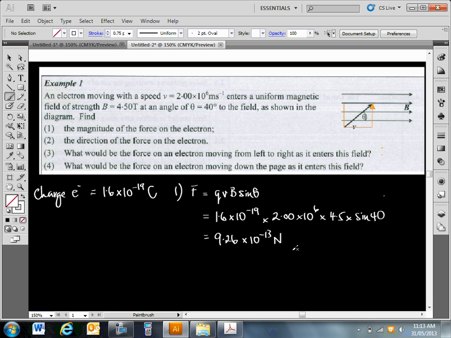It's a force, so it is measured in newtons. Question 2, so that's the magnitude of the force. Direction, how do we find this direction?